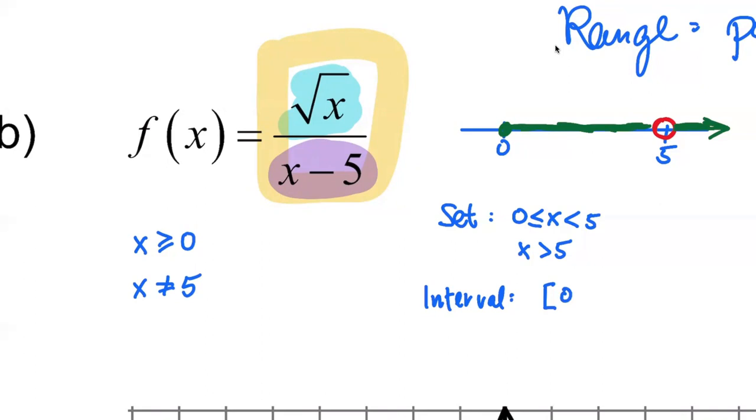Now, I should have said this earlier. If you don't believe that we can include 0, you can put in 0 in the calculator and take the square root of it, and you'll find out that the square root of 0 is 0. If you don't trust me, you can consult the calculator and prove it to yourself. So 0 to 5, not including 5, union 5 to infinity, close parentheses. So that's the interval notation.